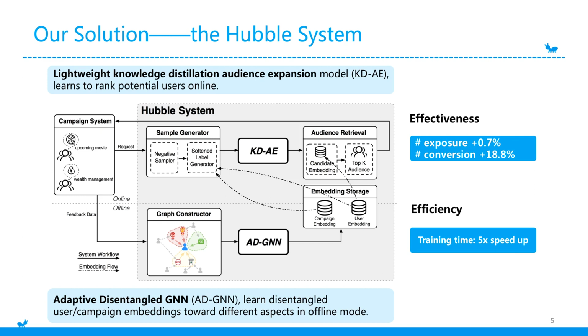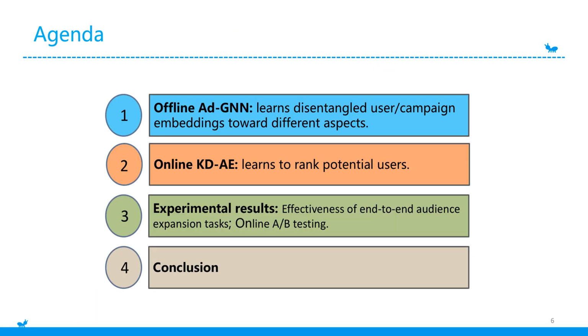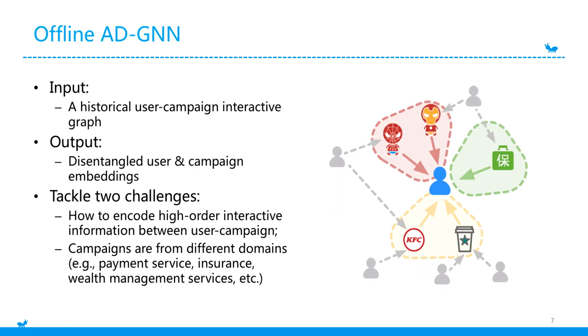Thanks to the hybrid online-offline two-stage architecture, the Hubble system is able to finish an audience expansion task in several minutes and still outperform the state-of-the-art end-to-end approach, which can take hours. In the following, we will discuss the core components in the Hubble system, that is, offline ADGNN and online KDAE. We will show the experimental results and conclude at last.